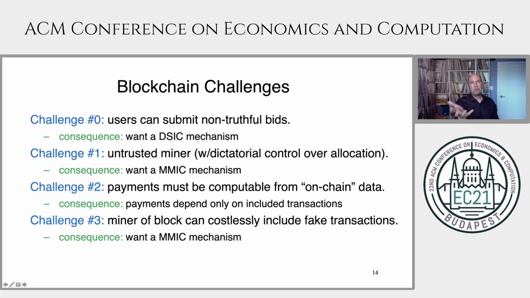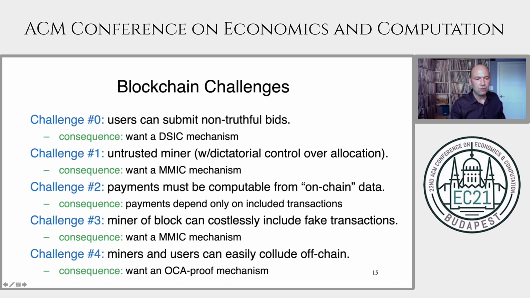It's very cheap in this context to create fake transactions indistinguishable from real transactions. And so a miner, if it will boost their revenue to inject fake transactions, we should expect them to do it. Okay, we don't want them to do it. That will also be part of our MMIC incentive constraint.